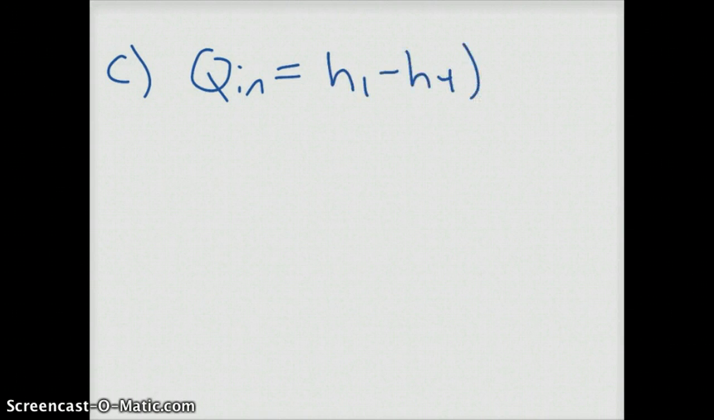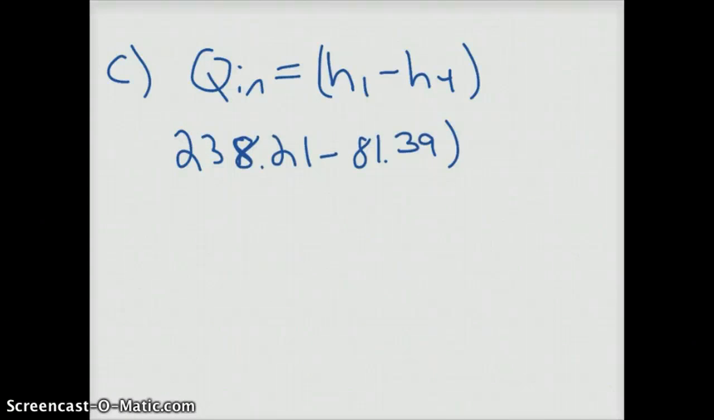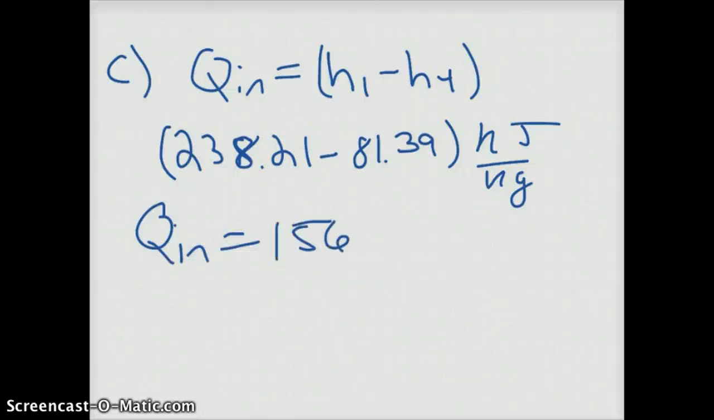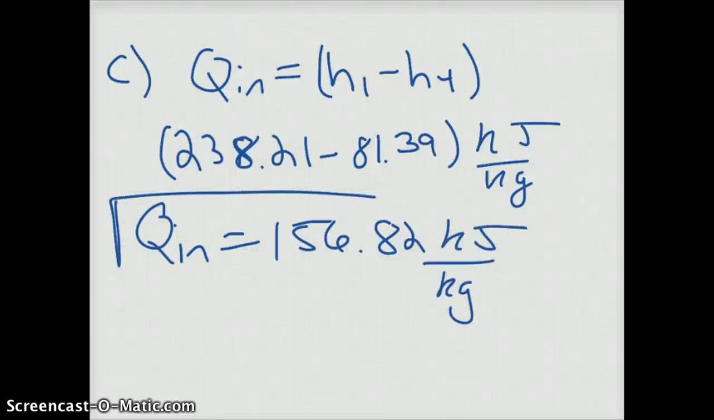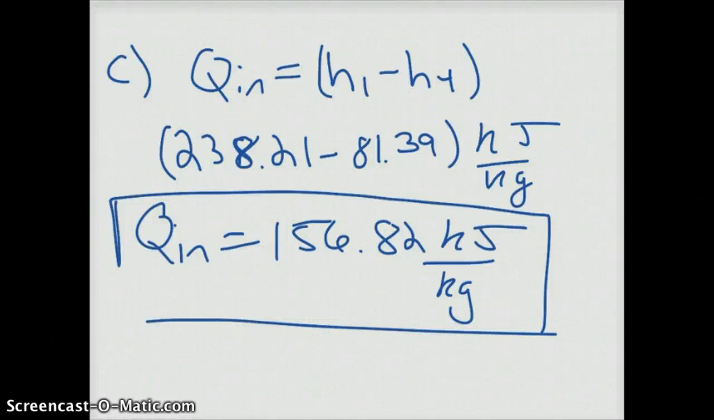And then to finish off, we have part C, which asks for our heat addition, which is our Qn, which in this process is H1 minus H4. So we plug in our values again. 238.21 minus 81.39, again all in kilojoules per kilogram, and we find that our Qn equals 156.82 kilojoules per kilogram. And that is it for problem 10.1.